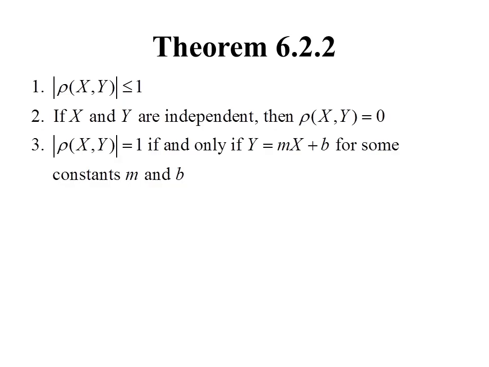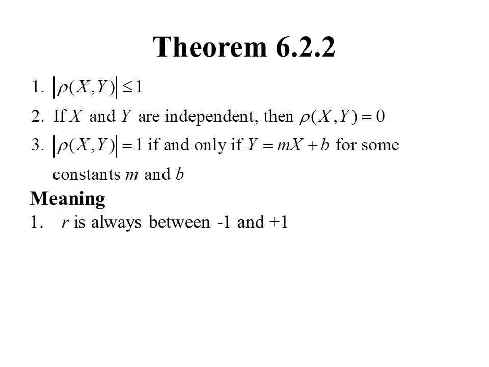Well, the answer here is really given in theorem 6.2.2, which is a theoretical result, and it's stated in terms of rho. Whenever you see rho, think r, because r is what we actually calculate. So let's talk about this theorem, and then we'll talk about what it means in a more practical sense. So number 1 says that the absolute value of rho is always less than or equal to 1. Number 2 says that if our variables are independent, then rho is equal to 0. And the third one says the absolute value equals 1 if and only if y is equal to mx plus b for some constants m and b.